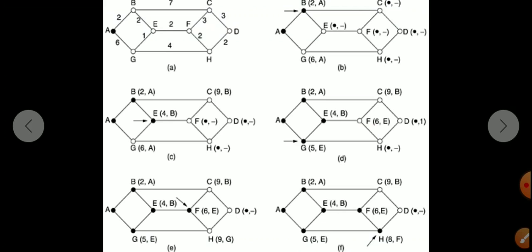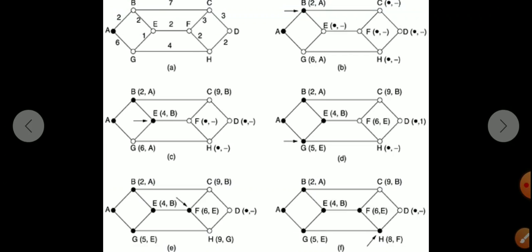10H is there. 10H will be there. So here D will be the 10H or otherwise 5 plus 4 plus 9, 11H.